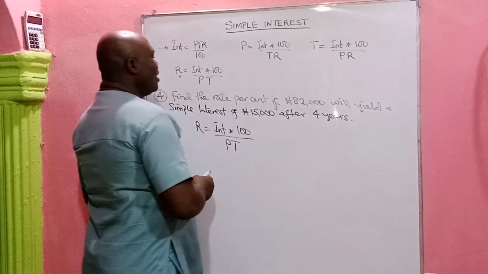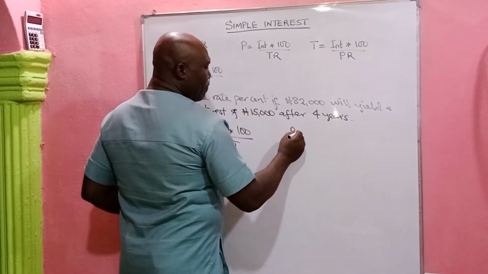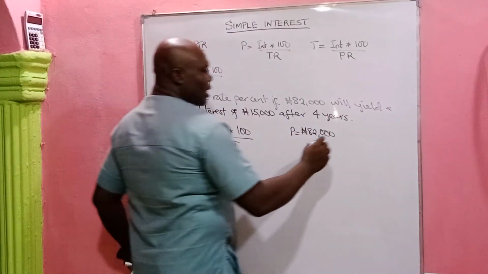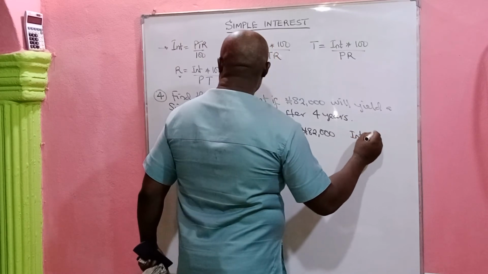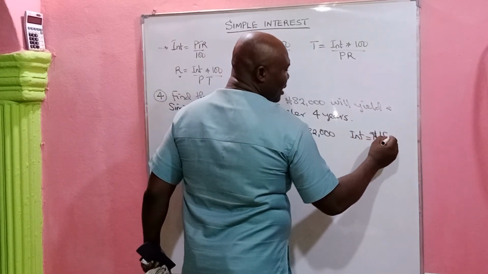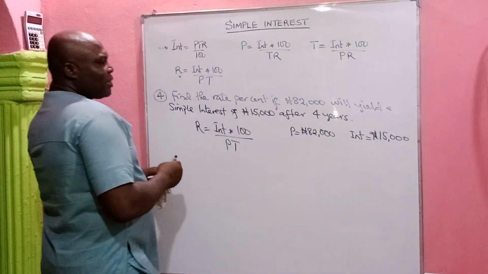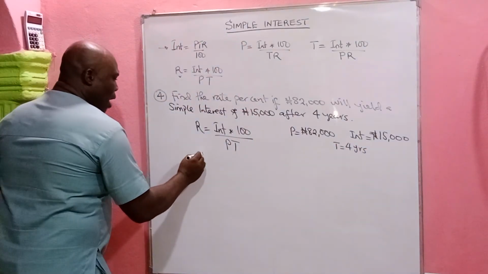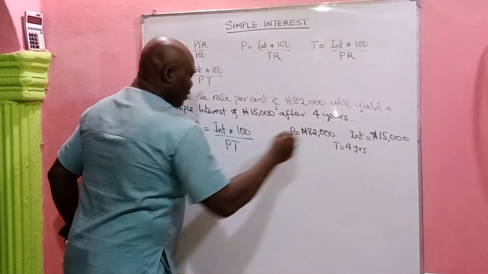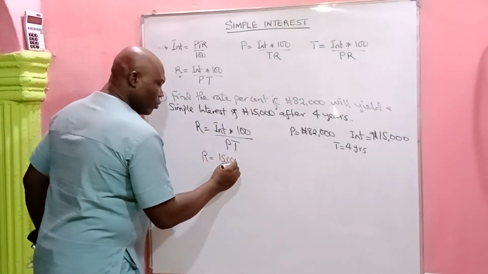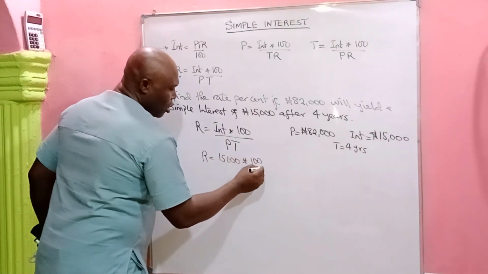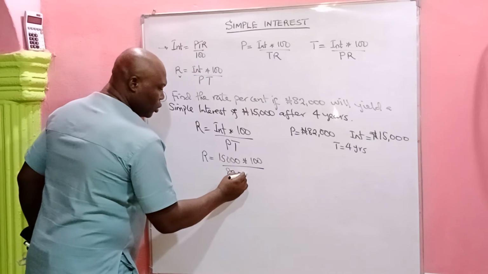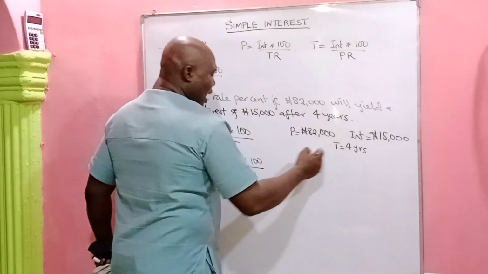First and foremost, they want us to find the rate percent if 82,000 will yield a simple interest. It means that the principal itself is 82,000. The simple interest is 15,000 after 4 years. That means the time is 4 years. So how do we get the rate? Our rate will be equal to interest, which is 15,000, times 100, all over principal 82,000 times the time. The time is 4 years.